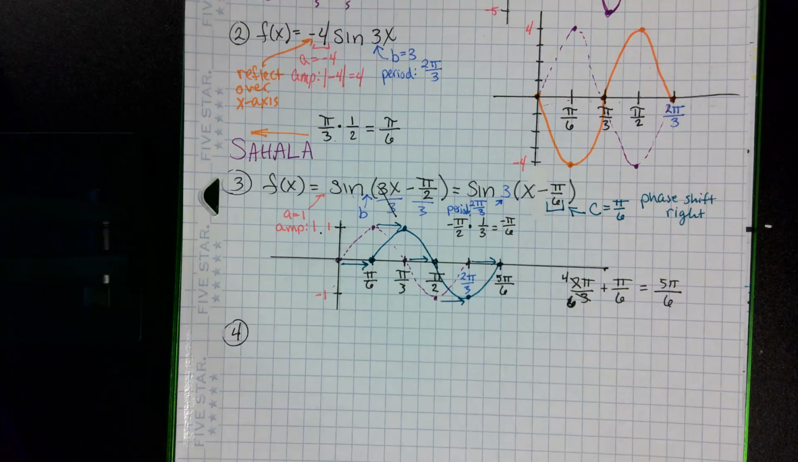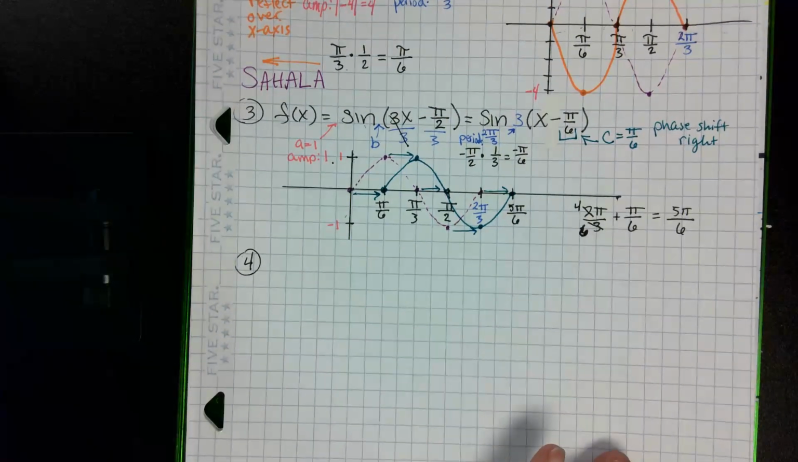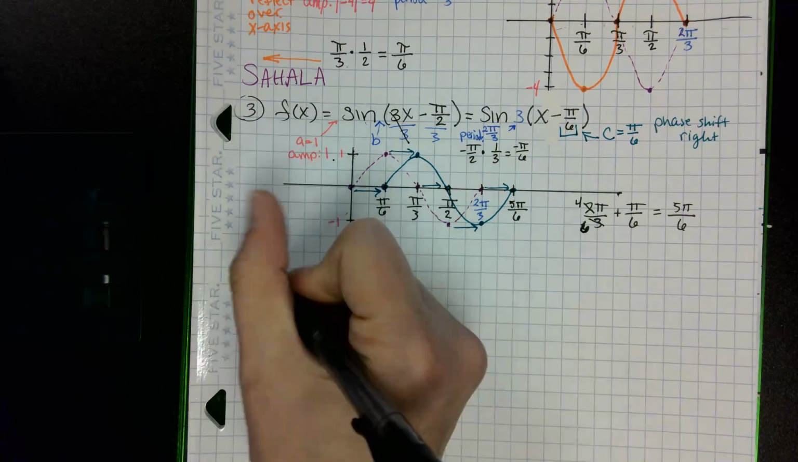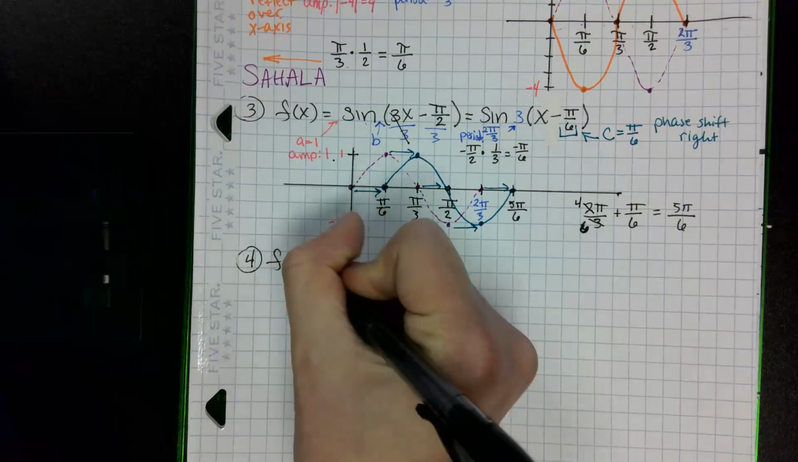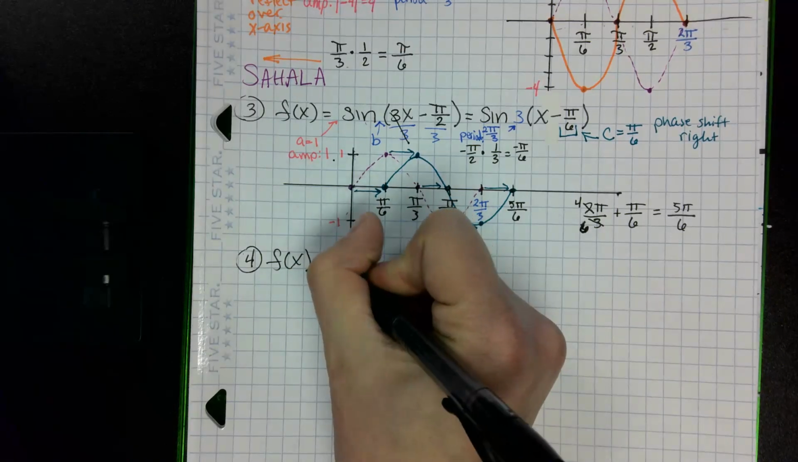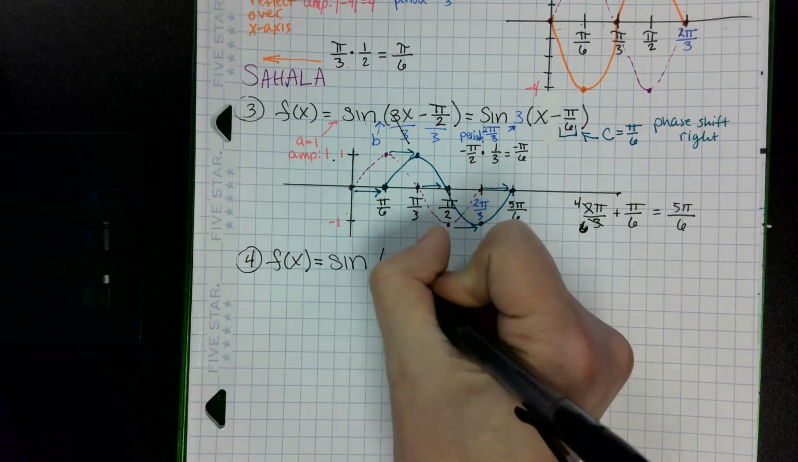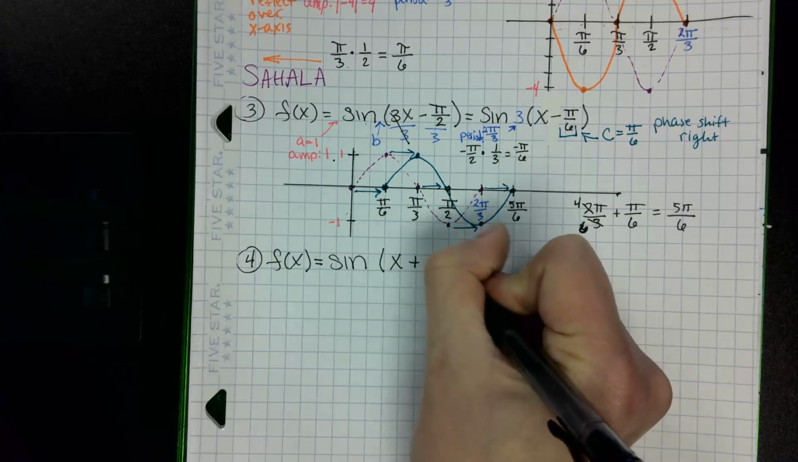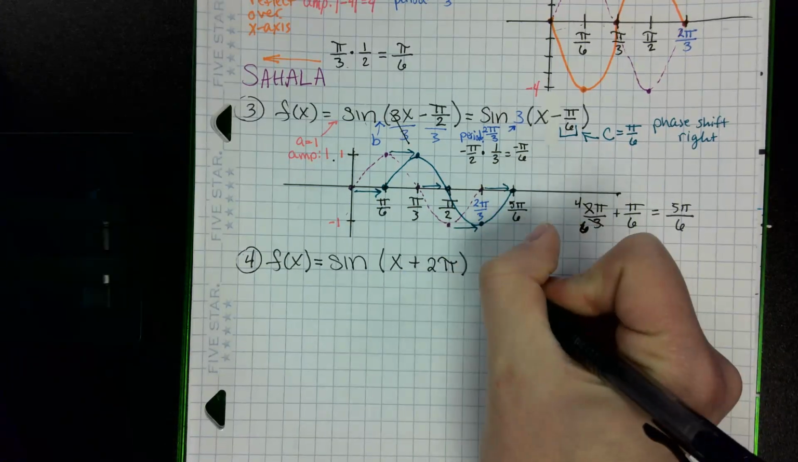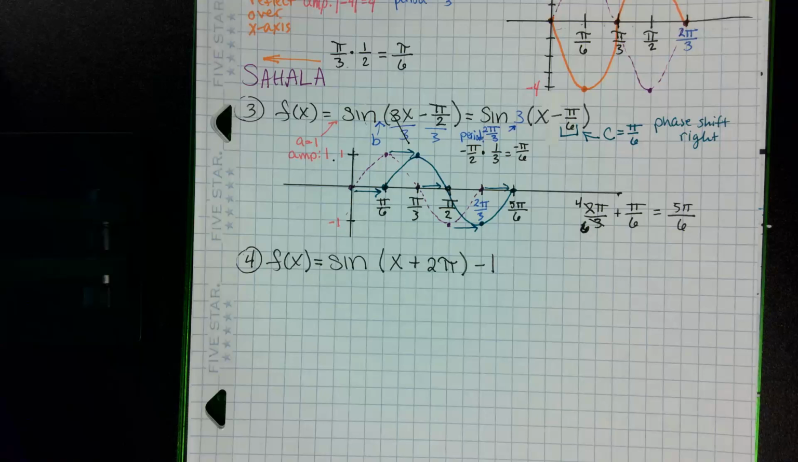All right, one more, because we haven't done a vertical shift yet. So f of x equals sine, parentheses, x plus 2 pi, minus 1. I'm going to graph that one. There's a lot happening in that, but we'll just start the same way we've been starting.